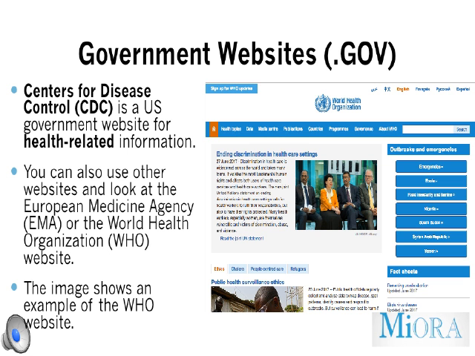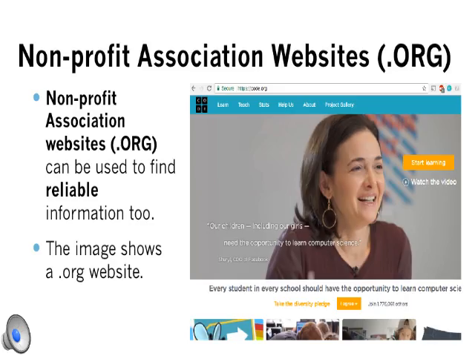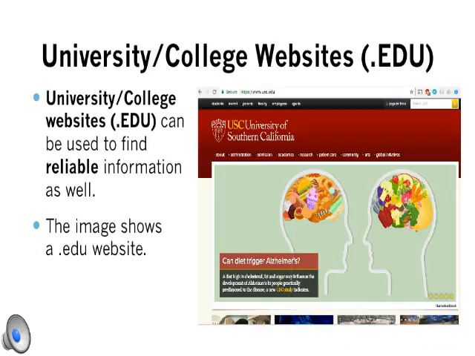Nonprofit association websites, .org. Nonprofit association websites can be used to find reliable information too. The image shows a .org website. University and college websites, .edu. University and college websites can be used to find reliable information as well. The image shows a .edu website.